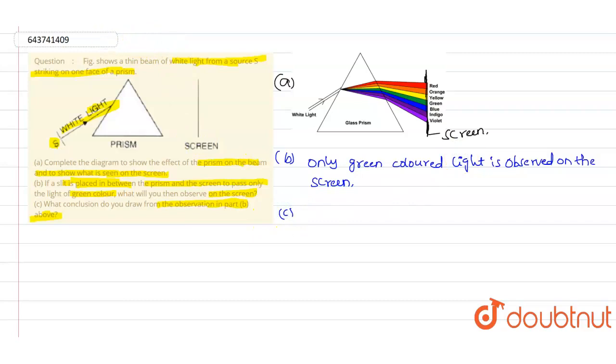And question C is given that what conclusion do you draw from the observation in part B above? Okay, so from the observation we conclude that prism itself produces no color. Okay, so the conclusion from part B is that prism itself produces no color. Okay, colorless, no color. So this is the correct answer for these questions.